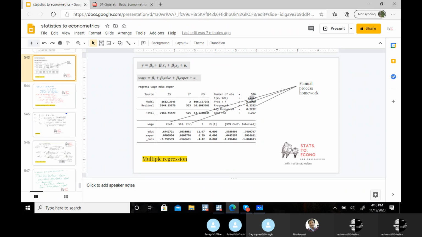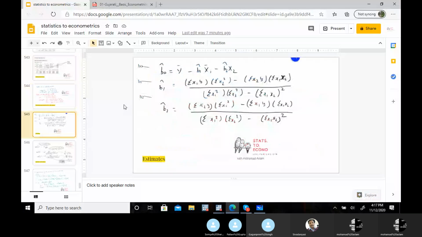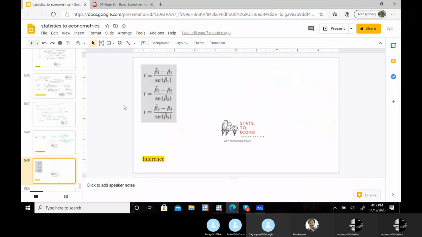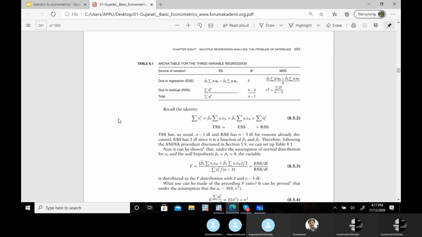This value you have to compare with the F critical value, and you have to find whether this model is significant or not. So here the null hypothesis is that all the slope coefficients, beta 1 and beta 2, or beta 2 and beta 3 in Gujarati notation, are equivalent to 0. And what is the alternate? At least one of them is not equal to 0. It is the alternate hypothesis.